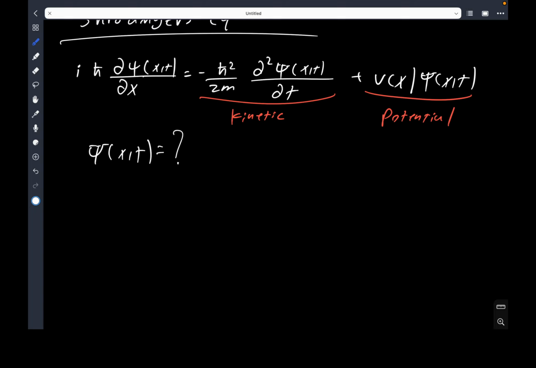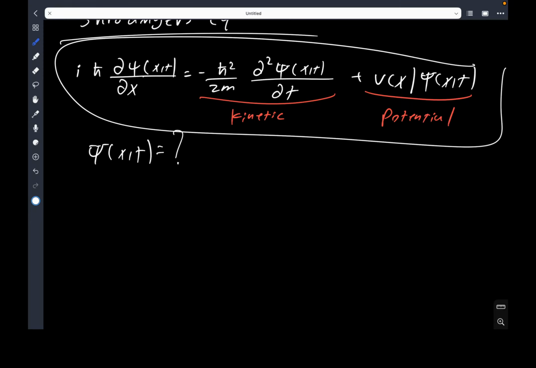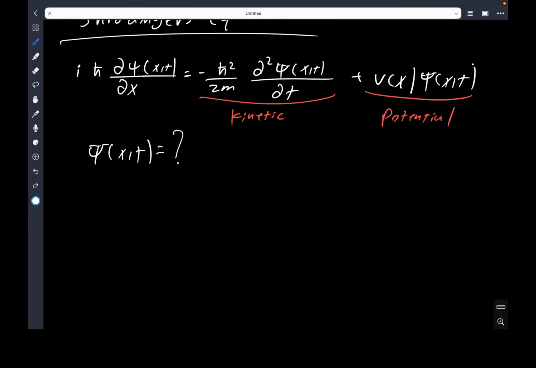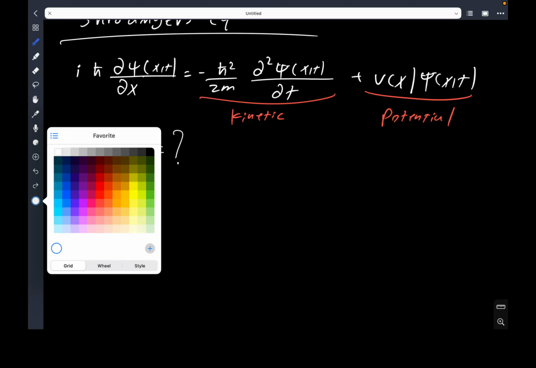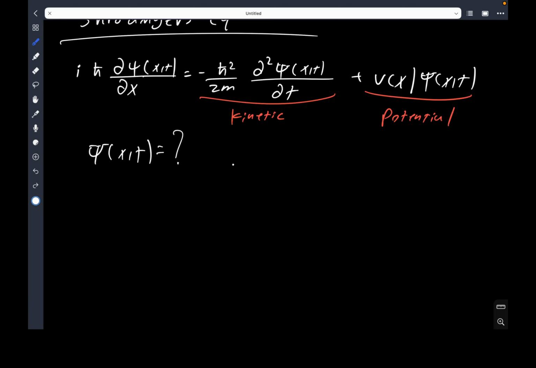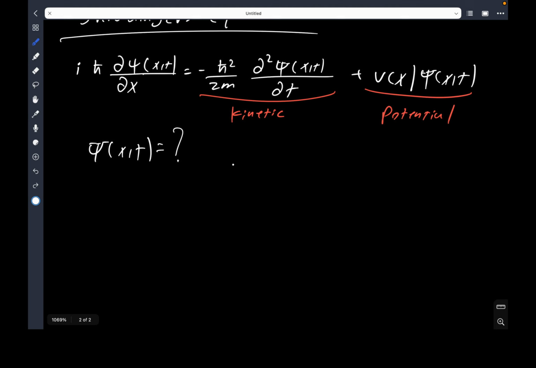But how should we solve it? Well, I'm not going to derive the general solution here because this is a partial differential equation. But we can have exact solutions for specific situations. Today's video is about the infinite square well with time dependency. As you can see here, the partial t means the partial derivative with respect to time.